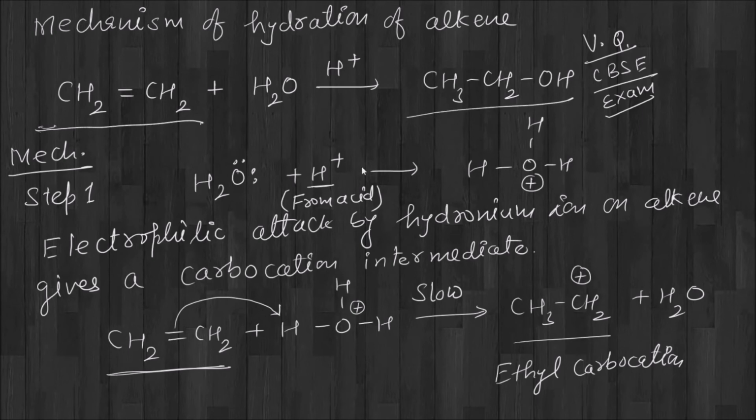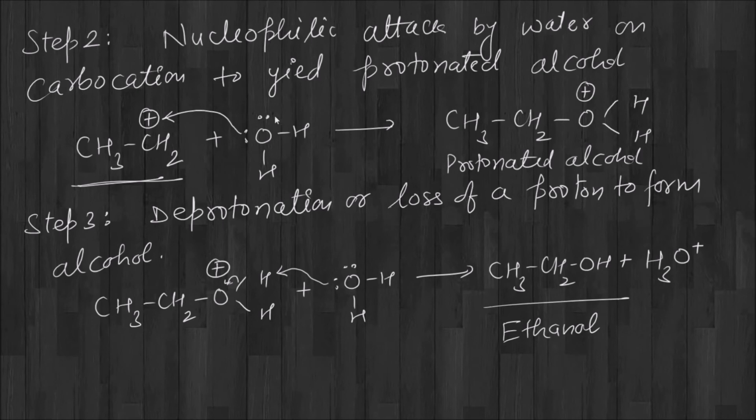So the first step is formation of the hydronium ion, and then the hydronium ion will attack the ethene. Electrophilic attack by the hydronium ion on the ethene gives a carbocation, the ethyl carbocation, because H plus is added to it. And then water will attack, that is nucleophilic attack of water on the carbocation, and give protonated alcohol. And then this protonated alcohol is deprotonated because of the loss of hydrogen as H plus ion, so loss of a proton, and we get ethanol.